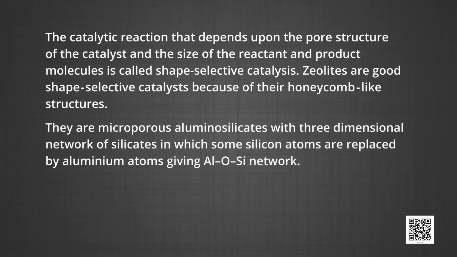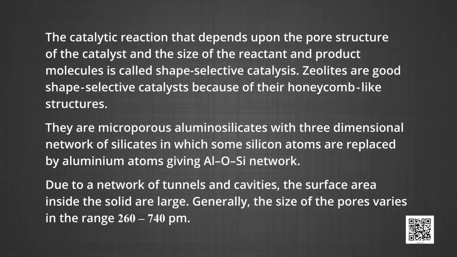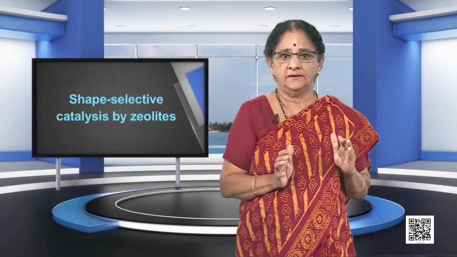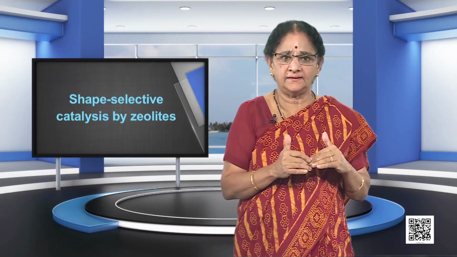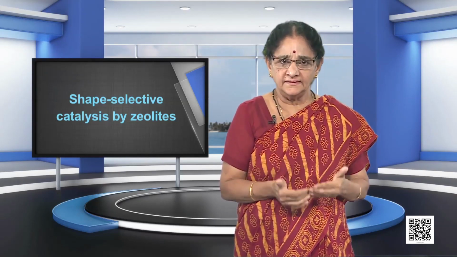They are microporous aluminosilicates with three-dimensional network of silicates in which some silicon atoms are replaced by aluminum atoms, giving an Al-O-Si network. Due to a network of tunnels and cavities, the surface areas inside the solid are large. Generally, the size of the pores varies in the range 260 to 740 picometer. Therefore, only those molecules which have sizes smaller than the pore size of the zeolites can enter and leave the pores.